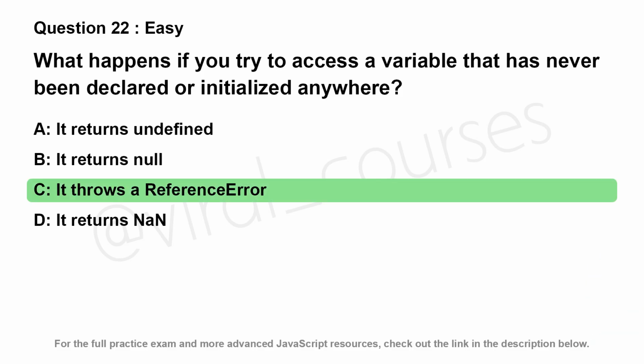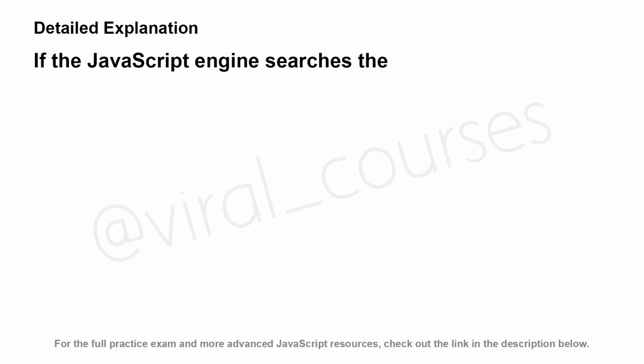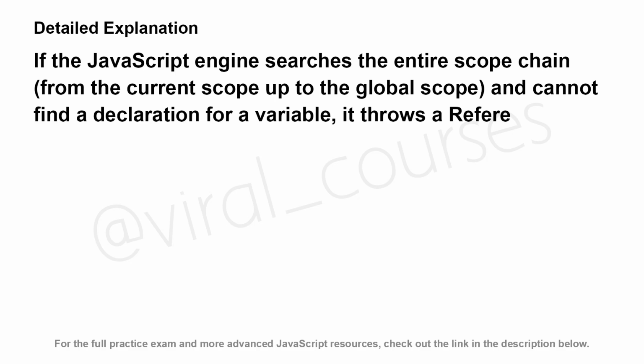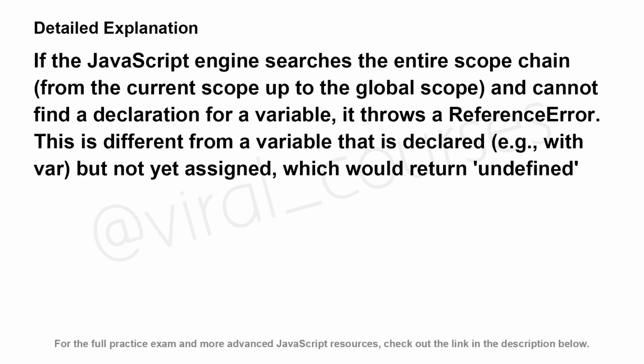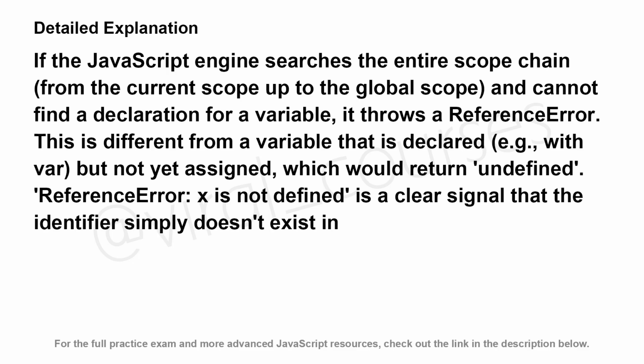The correct answer is C. If the JavaScript engine searches the entire scope chain, from the current scope up to the global scope, and cannot find a declaration for a variable, it throws a reference error. This is different from a variable that is declared, e.g., with var, but not yet assigned, which would return undefined. "ReferenceError: x is not defined" is a clear signal that the identifier simply doesn't exist in the current scope chain.